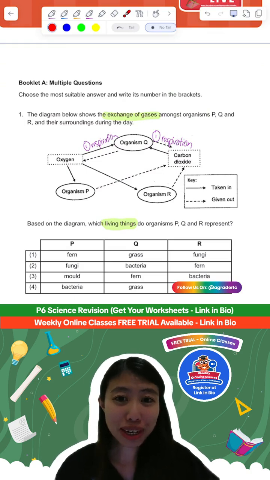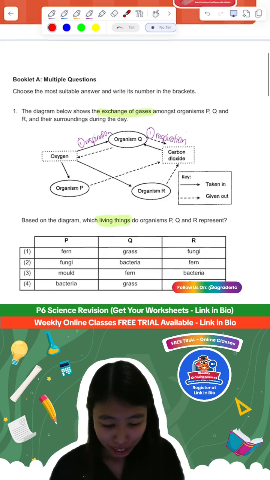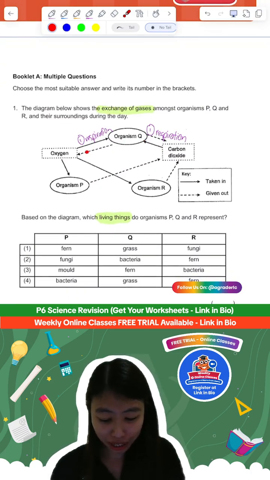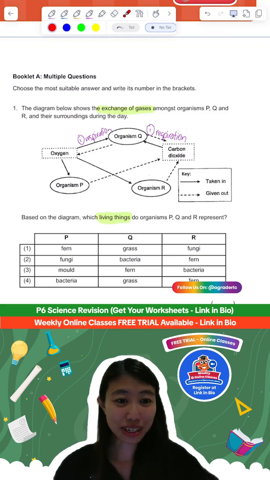Okay, but anyway, everyone, let's move on to this first. Let's focus on this. What process takes in carbon dioxide and gives out oxygen? Does anyone of you know?